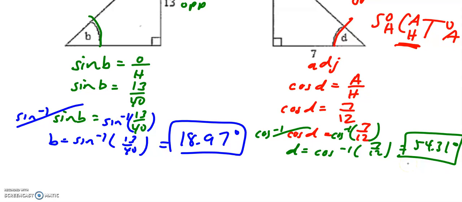The first one I used sine because I was given opposite and hypotenuse. The second one I used cosine because I was given adjacent and hypotenuse in comparison to the angle. Feel free to pause the video here if you need to copy any of this down or if your work was incorrect. Please let me know when I see you next if you had any questions about these two problems.